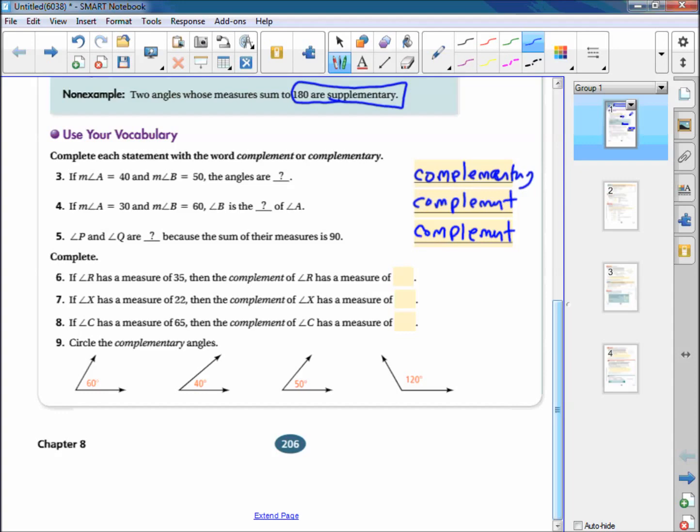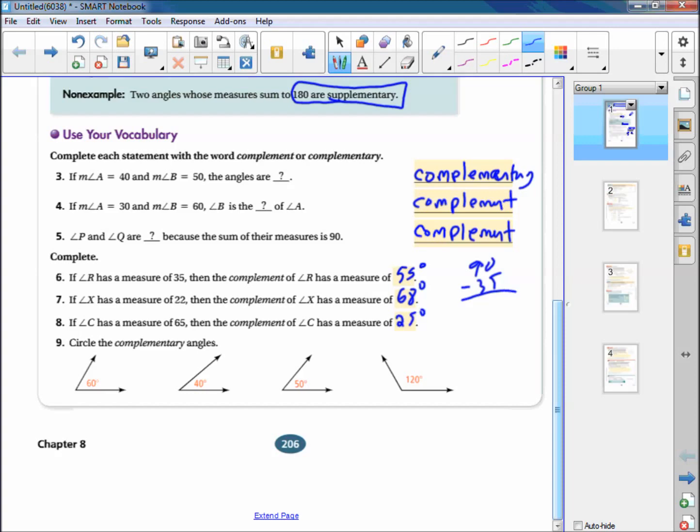If angle R has a measure of 35, then the complement of angle R has a measure of how much? Since they have to add up to 90, we can just do 90 minus 35, and that'll give us 55 degrees. If the measure of angle X is 22, then the complement of angle X would be 68 degrees. Together they add up to 90. If the measure of angle C is 65, then the complement of angle C would be 25 degrees.